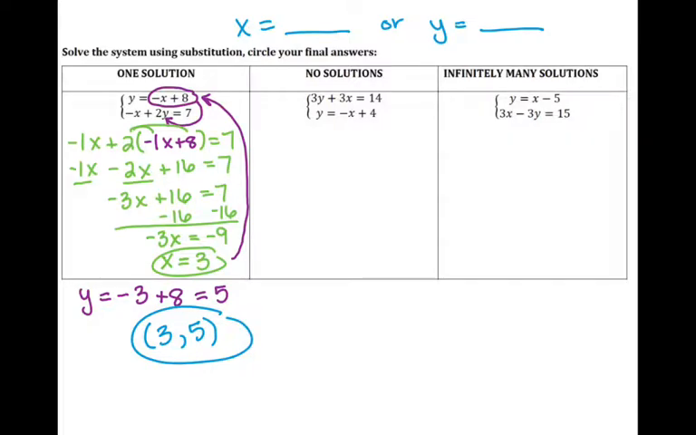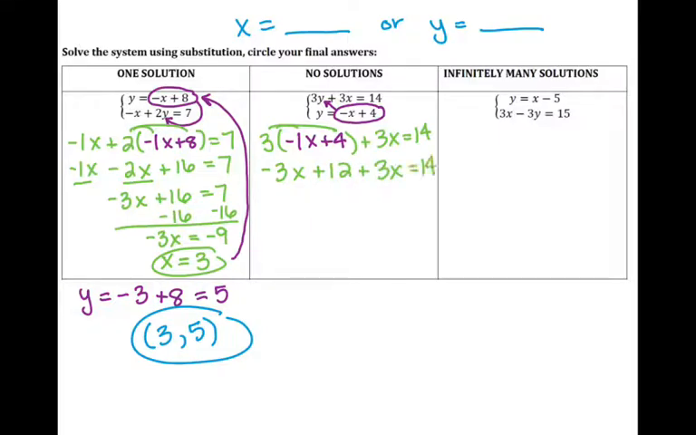For my next one, I'm going to do the same exact thing. So I'm circling what y equals, drawing an arrow to where the substitution is going to happen. I'm going to rewrite my first equation, but instead of y, I'm writing negative 1x plus 4. And I'm going to continue to rewrite the equation, and now I have an equation with just x's. I can distribute, so negative 3x plus 12 plus 3x equals 14. I can combine like terms.